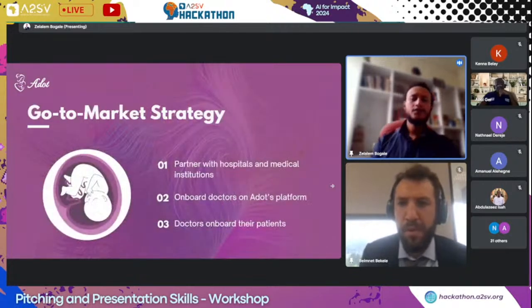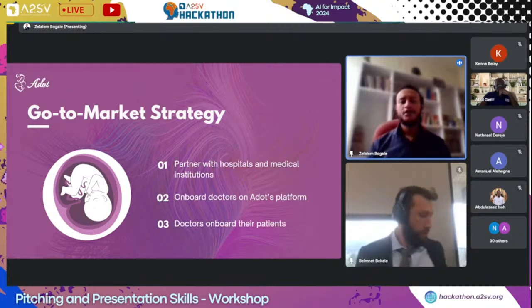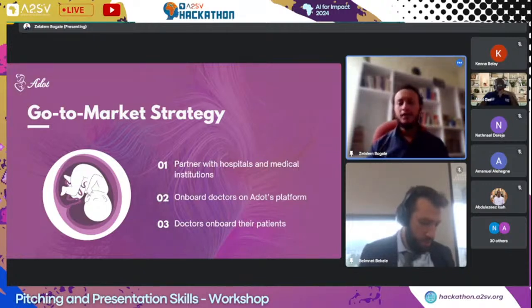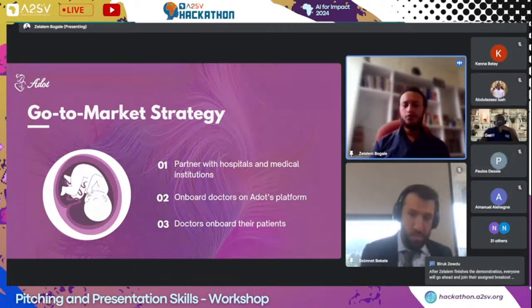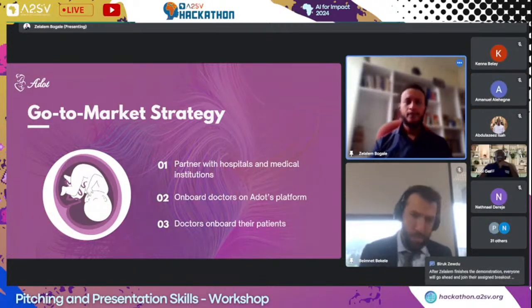So next, we also have our go-to-market strategy. So our marketing strategy here is first to partner with hospitals and medical institutions. Second, to onboard doctors on Ido's platform, and third is for doctors to onboard their patients.